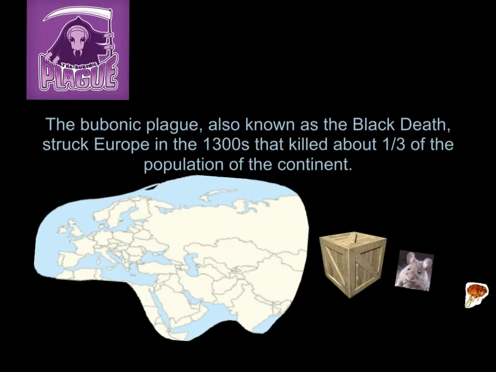2 significant events will occur in Europe during the medieval times that will significantly decrease the population of Europe. One will be the 100 Years' War, which we'll talk about in a few minutes. The second is the bubonic plague. It's also known as the Black Death. It struck Europe in the 1300s. It killed about a third of the population of the continent.